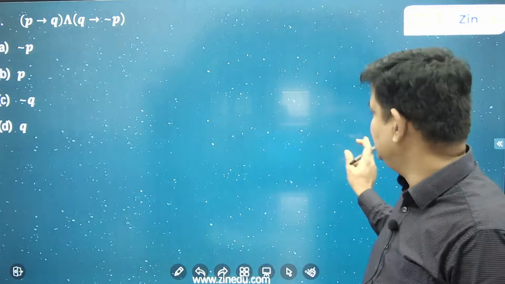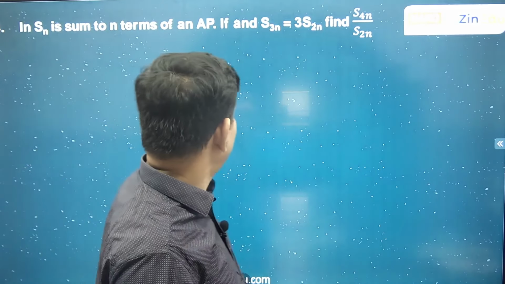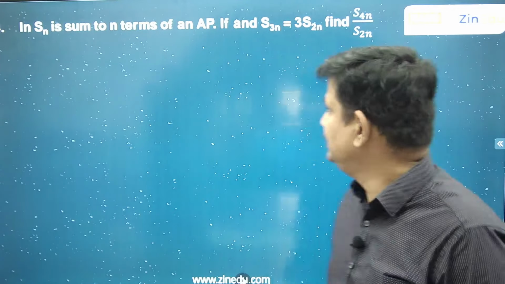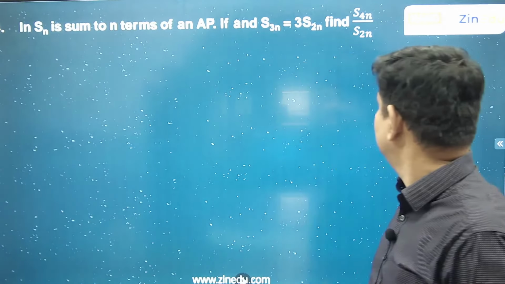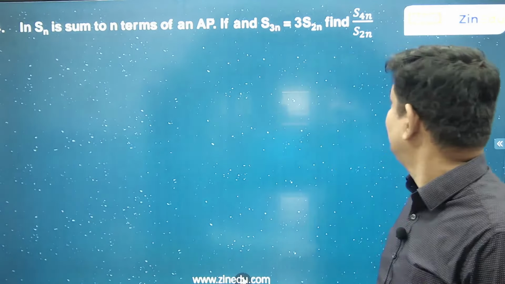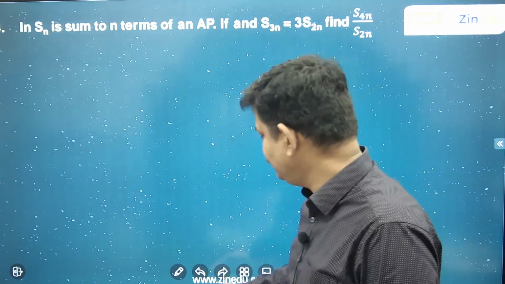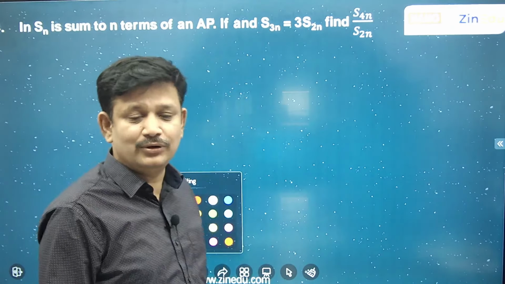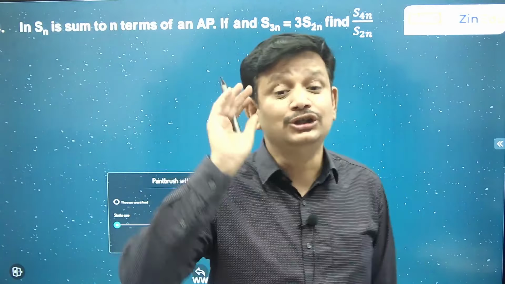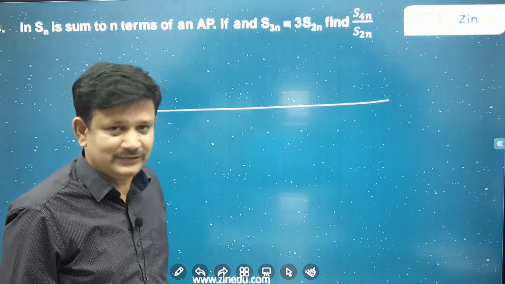Next question, again let us solve it in an innovative way. Sn is the sum of n terms of an AP. S3n is equal to 3 times S2n, and find S4n divided by S2n. There are a lot of books which do it in a very lengthy way, writing the entire summation. Let us make use of geometry. In the first paper also I told you, it is very important to understand progressions, especially arithmetic progression, in a geometrical way. When you understand things in a geometrical way, things will be very easy.